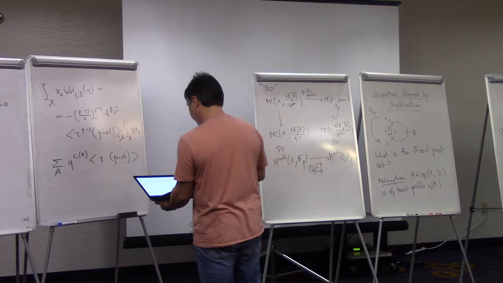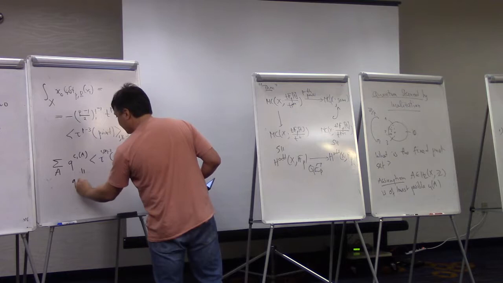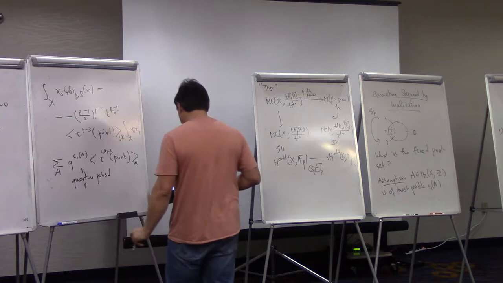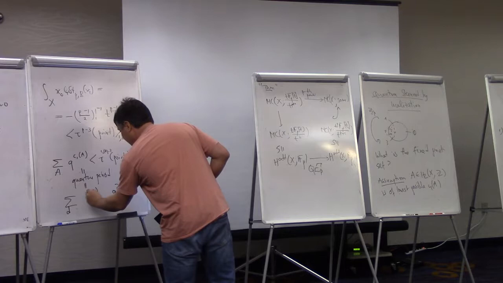C1 of A minus 2. Okay, there you go. So this is N class A. This is called the quantum period, and in this case it is the sum over all d of q to the 2d times (2d factorial) squared over (d factorial) to the 6.